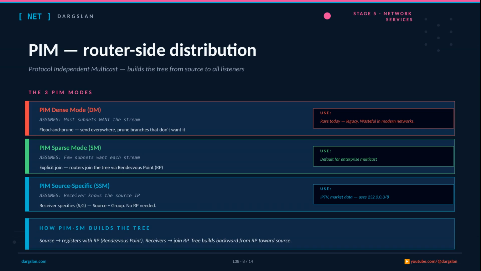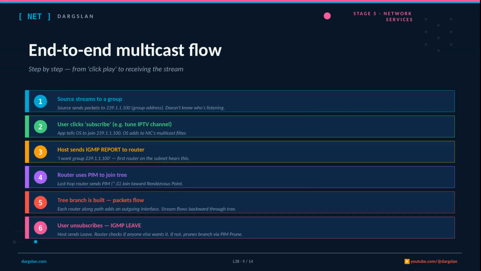Source-specific multicast skips the RP entirely because the receiver already knows the source IP. It just asks for that exact source group pair, which is how IPTV and market data feeds work on 232.0.0.0/8.